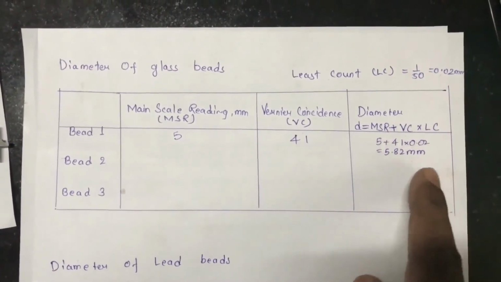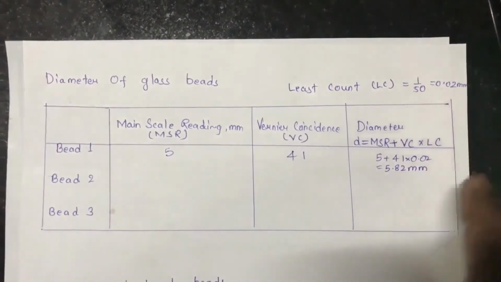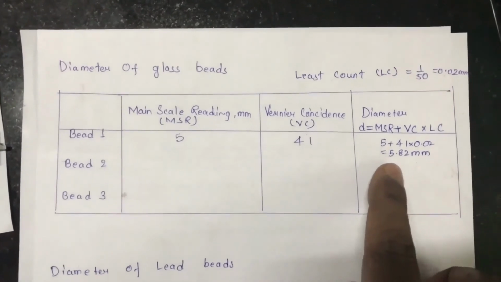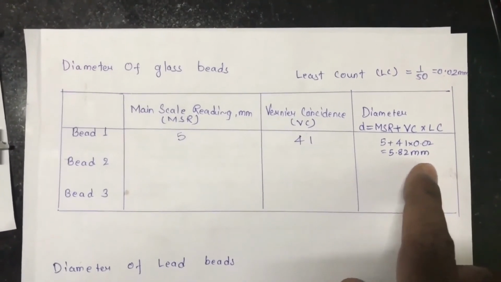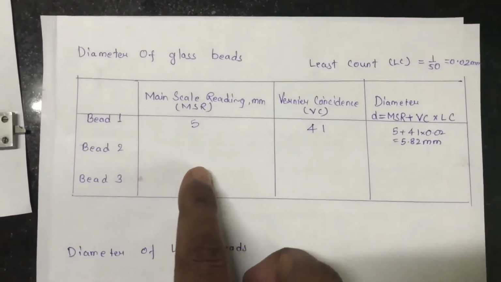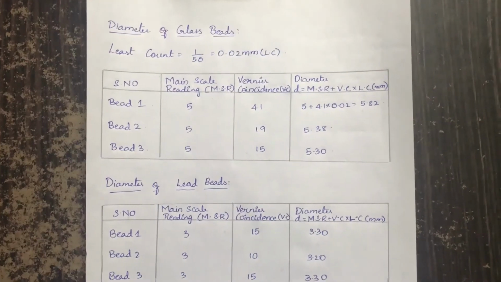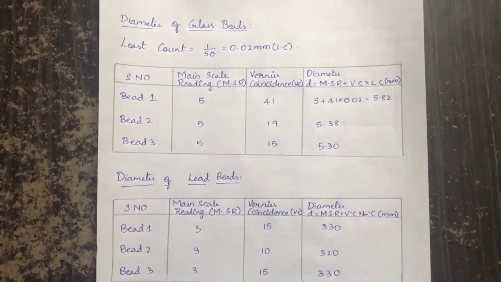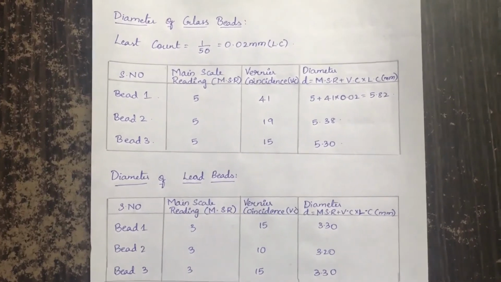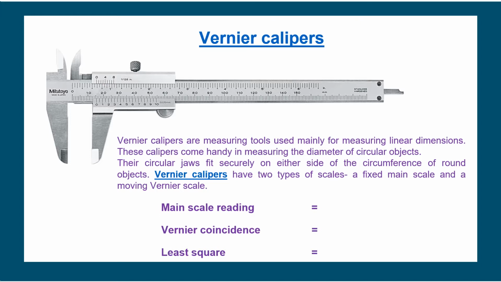The same procedure is repeated for the other two beads to get the diameter of the glass bead. And similarly, the diameter of the lead beads of 3 samples will be determined using the same procedure, and the data are given in this table. So this is only for representative purposes. The actual beads that we are going to use for our experiments may be different. So you have to measure your own diameter of the beads.